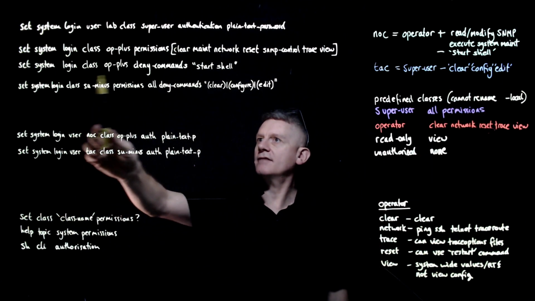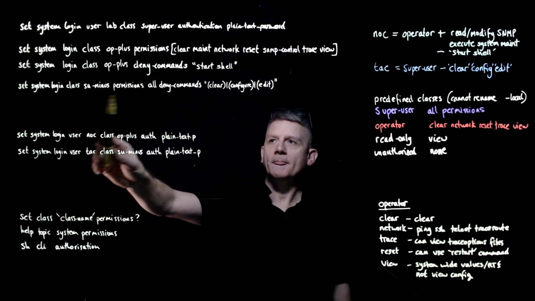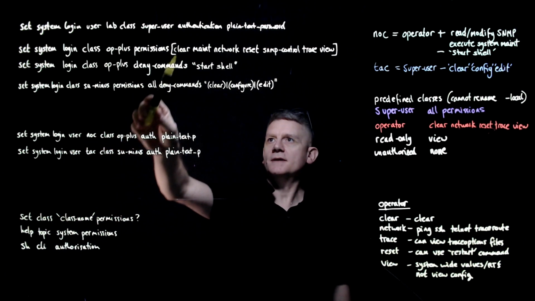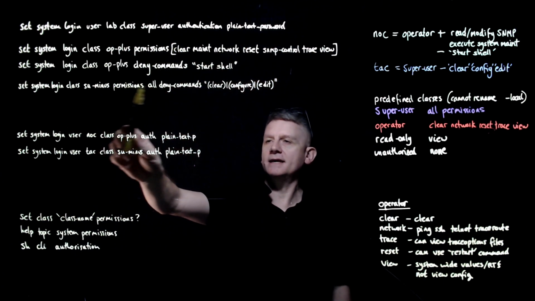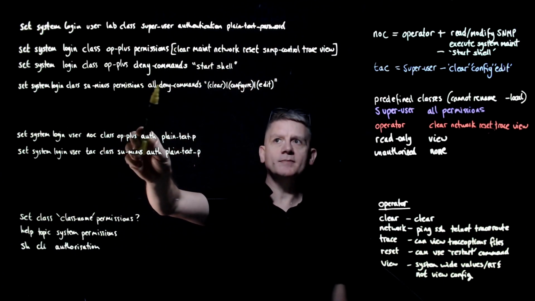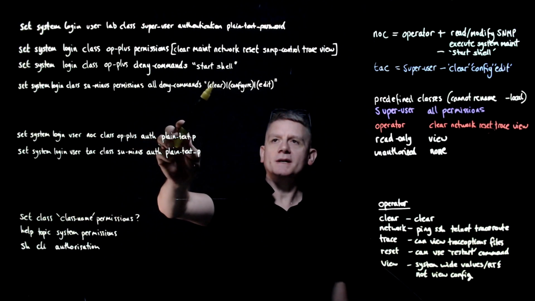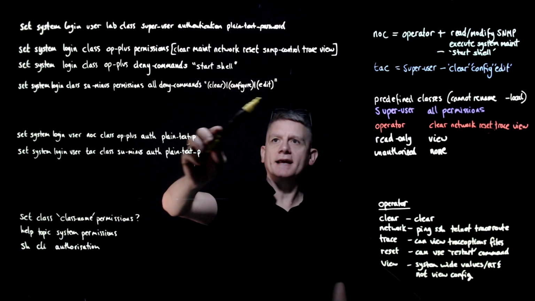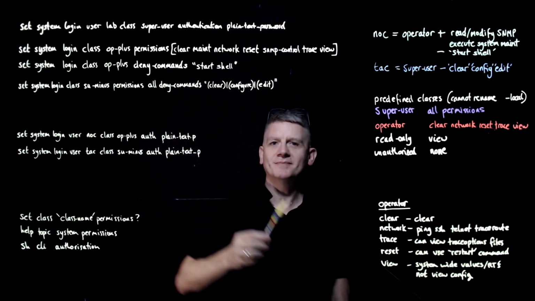Okay, so let's create the class. Set system login class, we'll call it SU-. Permissions all. So the permissions all are effectively the same as the square brackets. The keyword is permissions, and then the keyword is deny commands. And inverted commas, we've been asked to deny clear, configure and edit. Each one that we're denying goes in curved brackets, and we have the pipe between them.